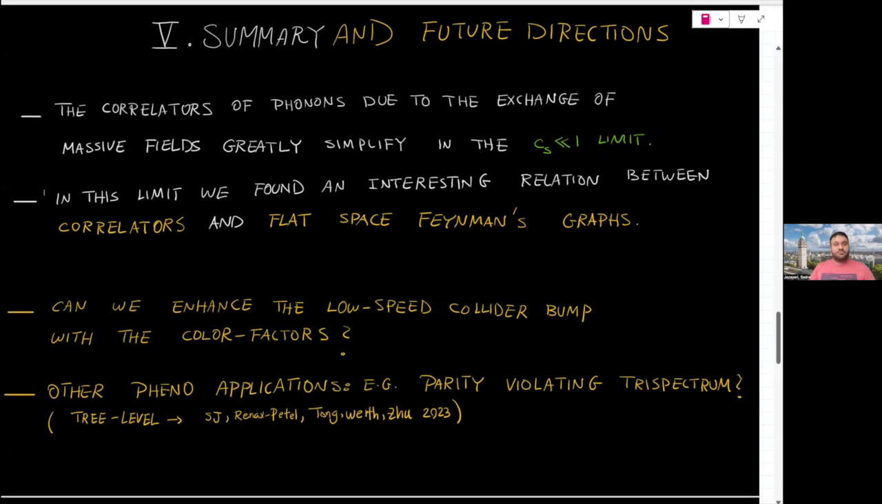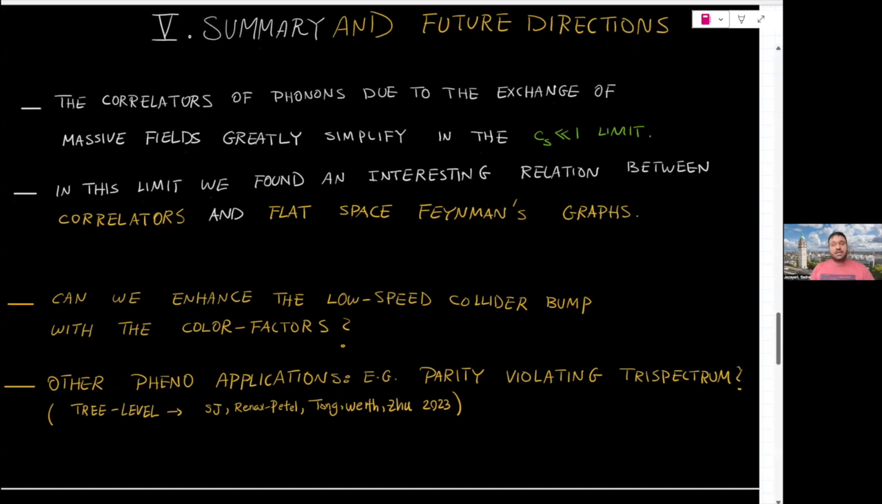To summarize, we hope that during this talk we were able to carry across the message that the cosmological correlators of phonons, when the phonons move at a slow speed, feature a lot of simplicity. In particular, we discovered an interesting interplay between cosmological correlators and flat space Feynman graphs in the slow speed limit.